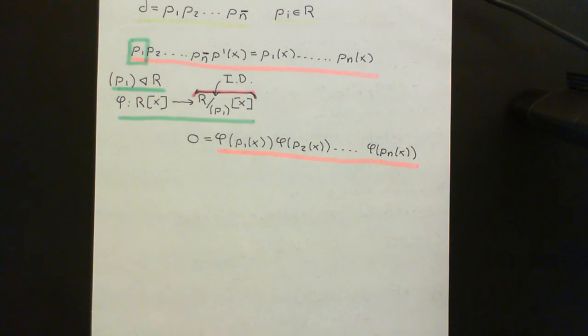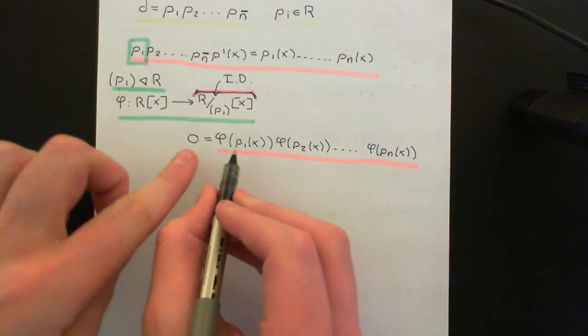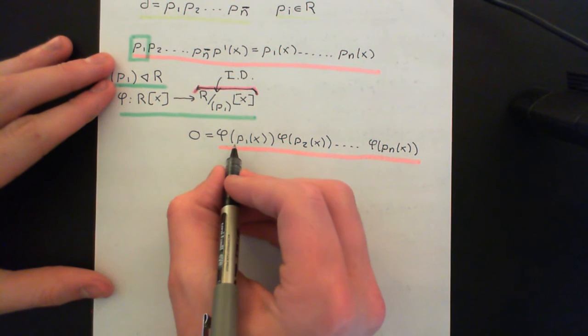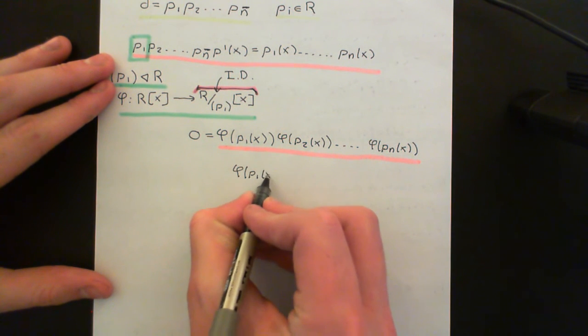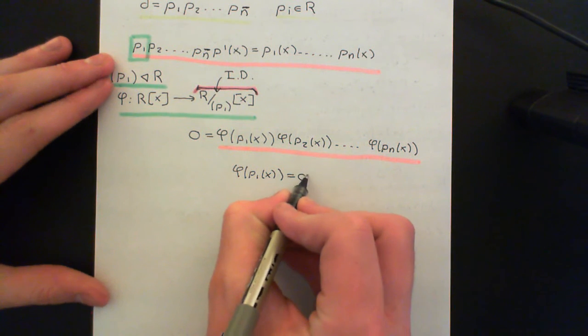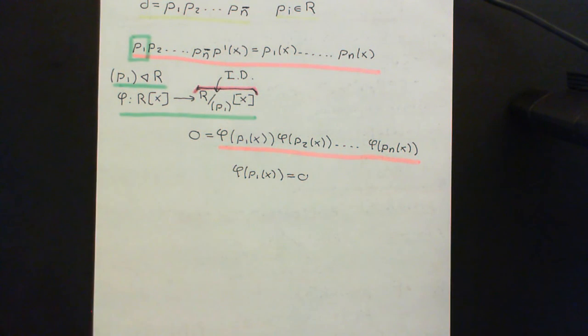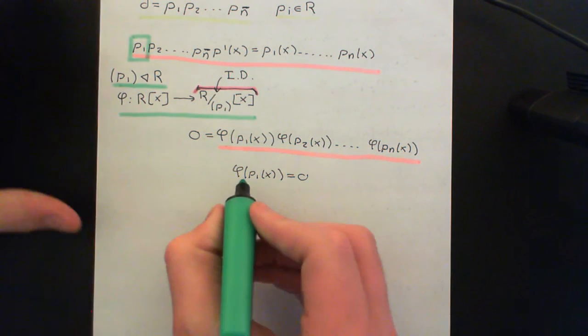Okay, at least one of them must be 0. So one of these must be 0. Let's say, for the sake of argument, that it's phi of P1 of x here. So phi of P1 of x, let's say, is taken onto the 0 polynomial. But what does it mean to be taken onto the 0 polynomial about P1 of x?